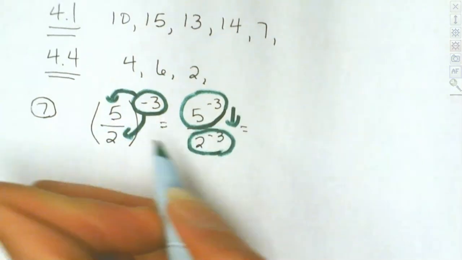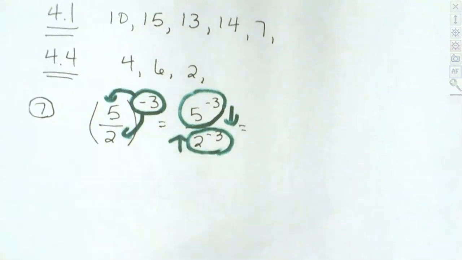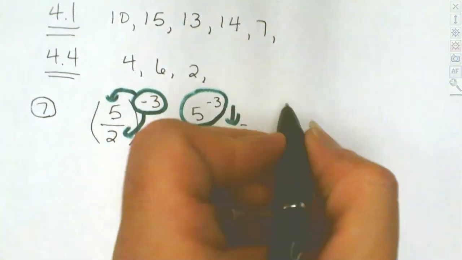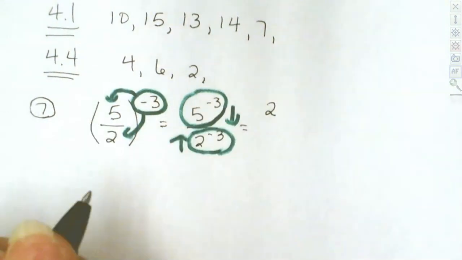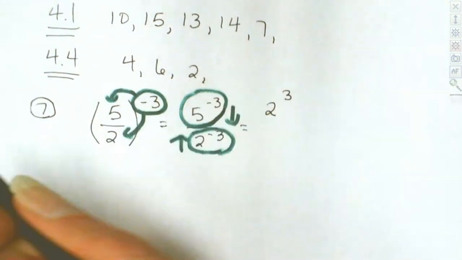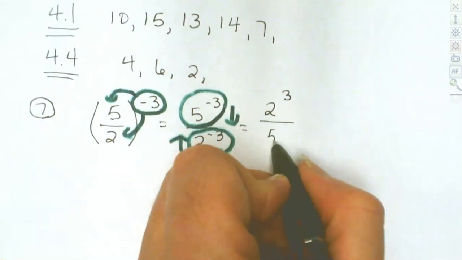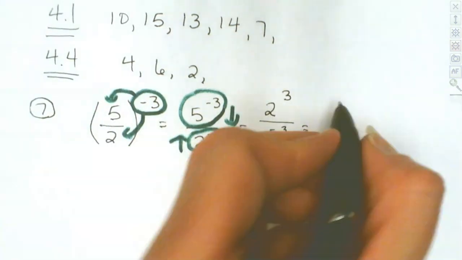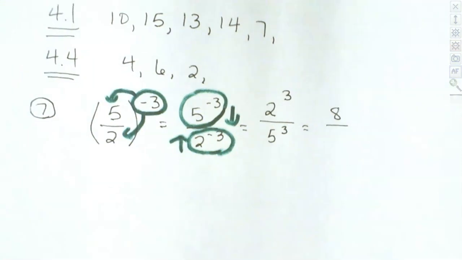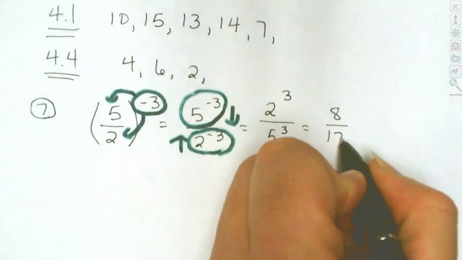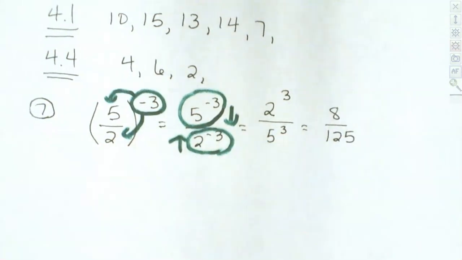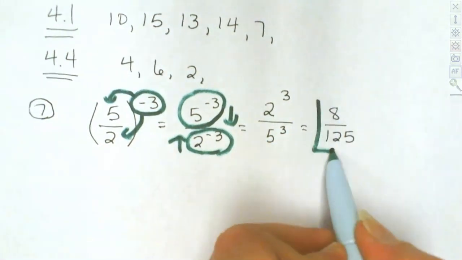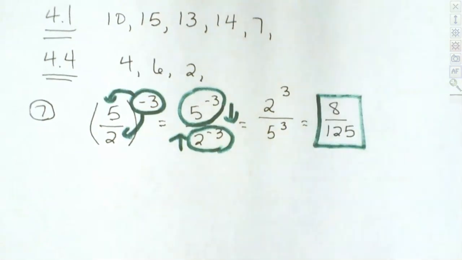And this 2 to the negative third power, what about it? It's going to go up to the top. So then we're left with, when they move, they become positive. Then we're left with 2 cubed on the top, 5 cubed down below. 2 cubed is not 6. 2 cubed is 8. 5 cubed is, again, not 15. 5 cubed is 5 times 5, which is 25, times another 5 makes it 125. So your answer on that one would simply be 8 over 125.